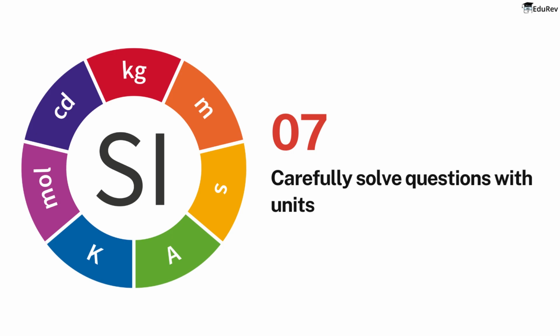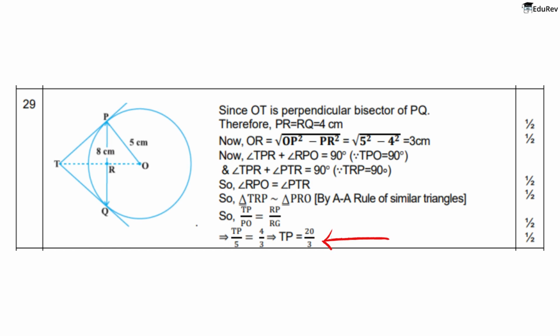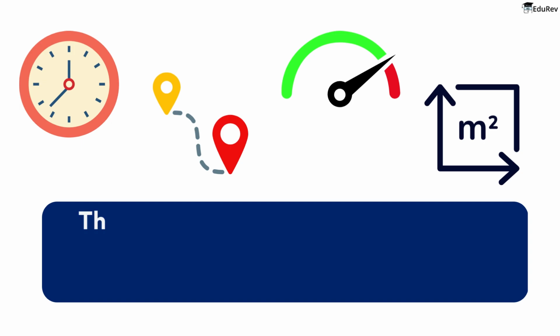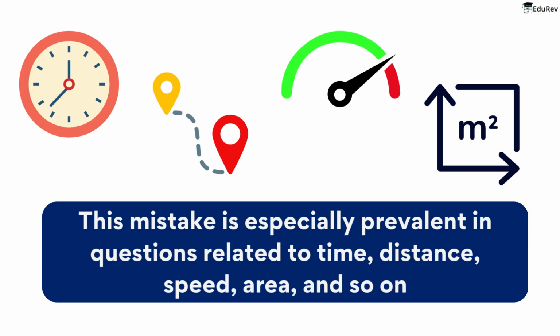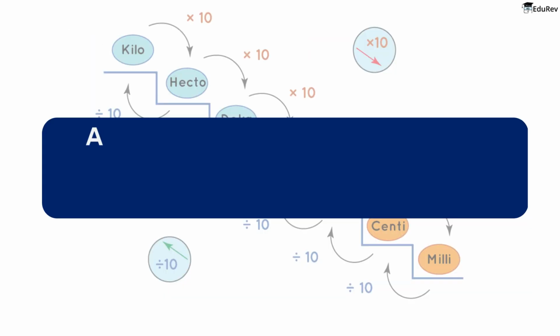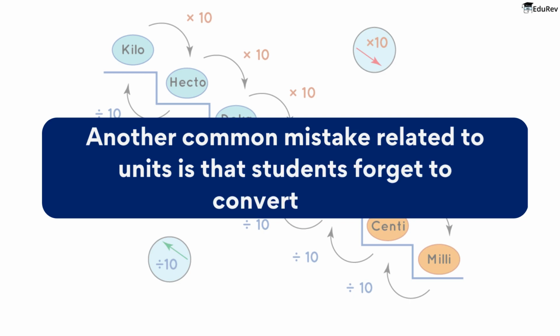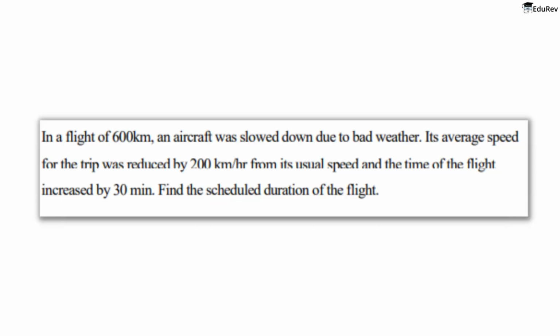Carefully solve questions with units. The common mistake that students make while attempting maths questions that decreases accuracy is forgetting to include units at the end of a number, which can cost you valuable marks in exams. This mistake is especially prevalent in questions related to time, distance, speed, area, and so on. Another common mistake related to units is that students forget to convert them. Sometimes a question consists of different units, and you have to convert them into a single unit before solving the question. So, what can you do to avoid these costly mistakes?